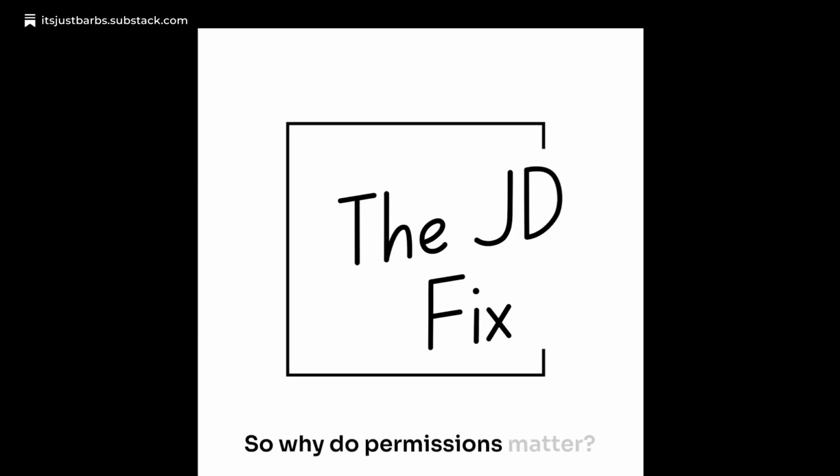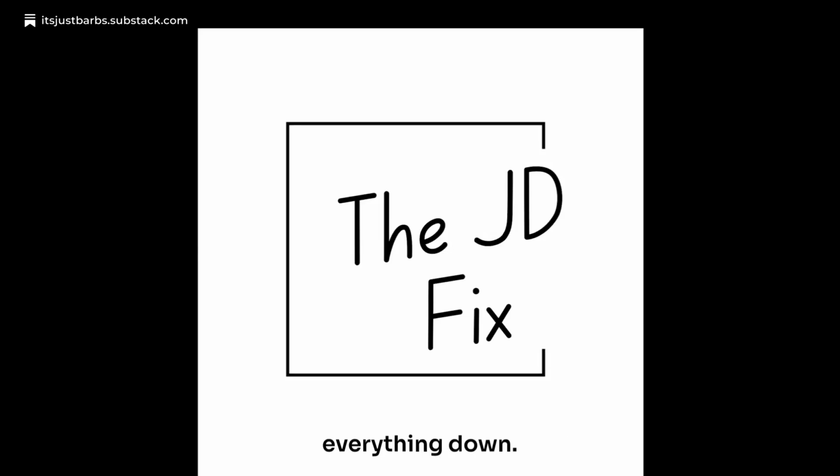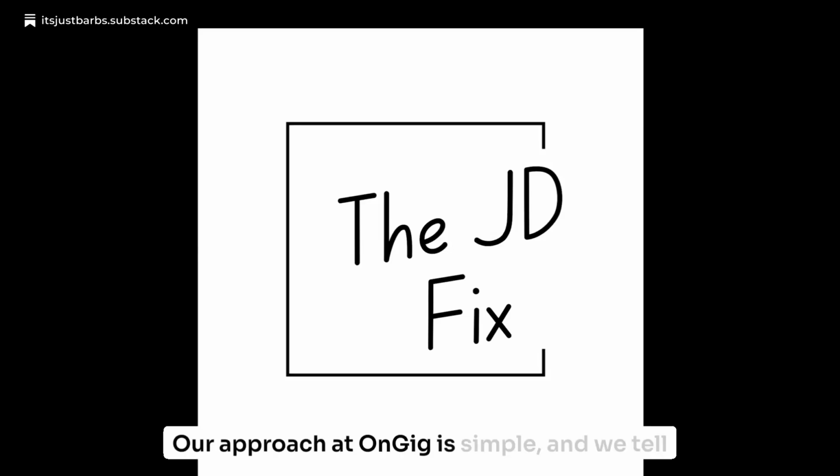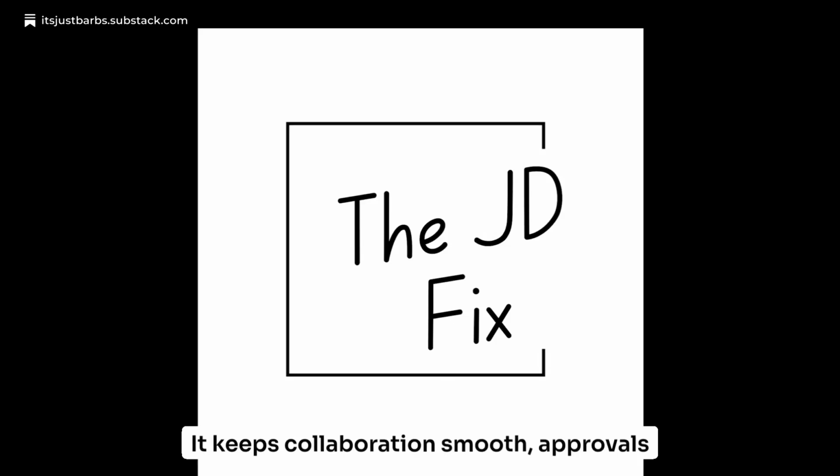So why do permissions matter? Most job description systems get this wrong. They either overload people with access or restrict them so much that it slows everything down. Our approach at OnGig is simple, and we tell everyone to start small. Give people the least access they need and then expand their role as it grows. That way you're not constantly undoing mistakes or retraining your team. It keeps collaboration smooth, approvals clear, and your hiring process moving.